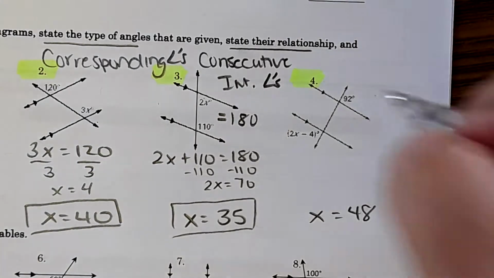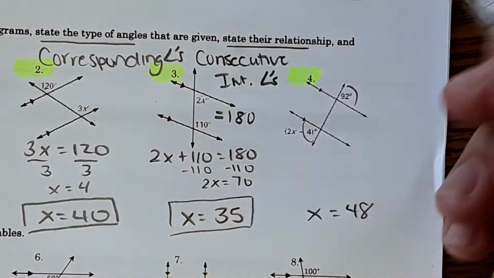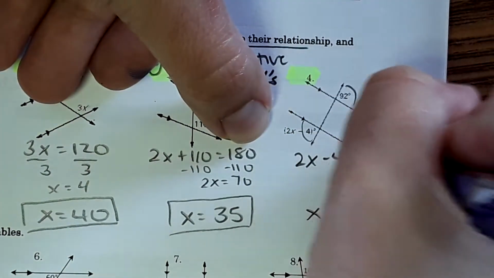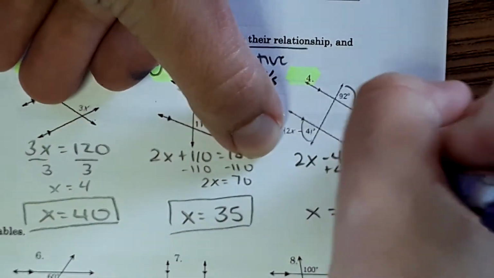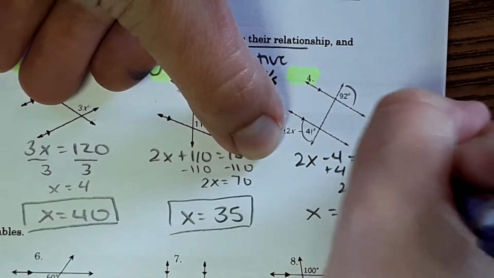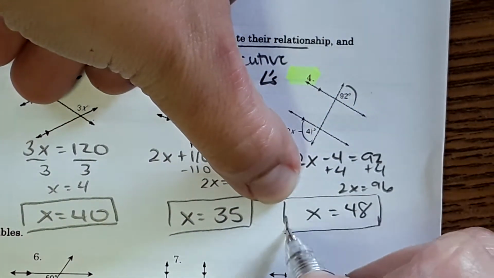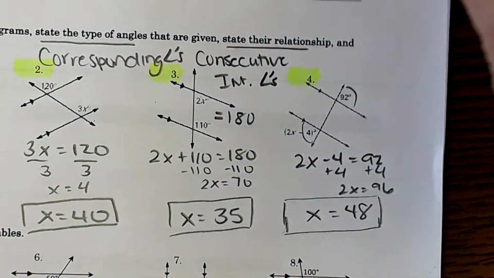Then number 4, you have alternate exterior angles. Alternate exterior angles are equal, so you can do 2x minus 4 equals 92 and solve for x. x equals 48. And there you go.